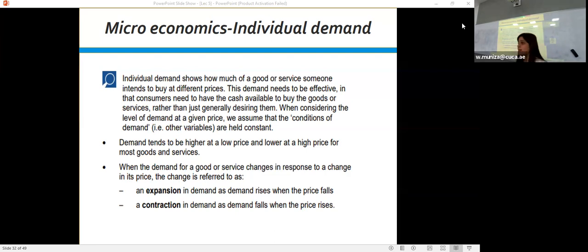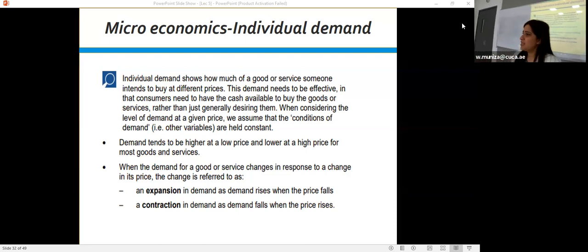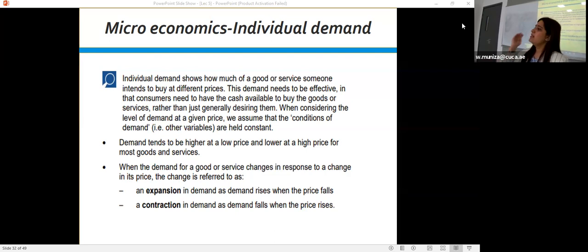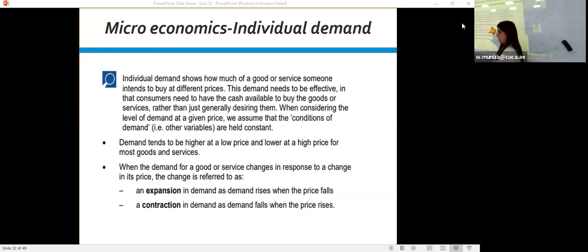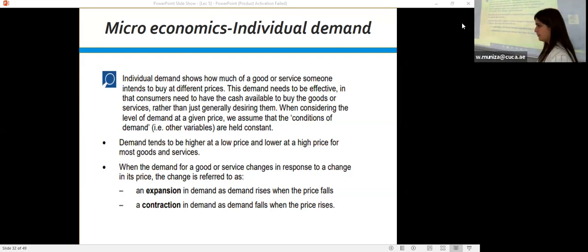So they are just telling us the concept that most often we do see that when the prices of goods or services increase, the demand decreases. There is a negative relationship between demand and price. When the price increases, demand decreases. When the price decreases, demand increases. So this is what they are telling: demand tends to be higher at a low price, and lower at a high price for most goods and services.